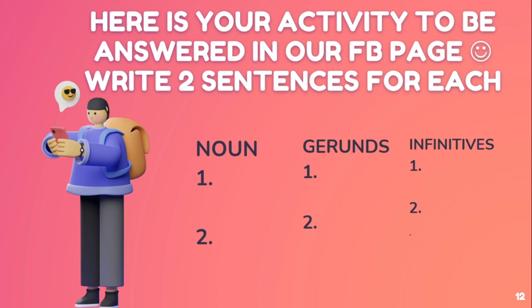So here is your activity to be answered on our Facebook page. You have to write 2 sentences for each: for nouns, for gerunds, and for infinitives. You have to construct 2 sentences each. Take note, your structure must be parallel.